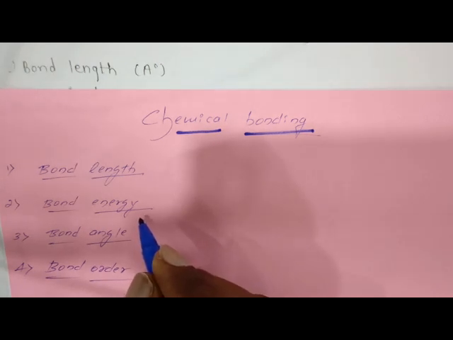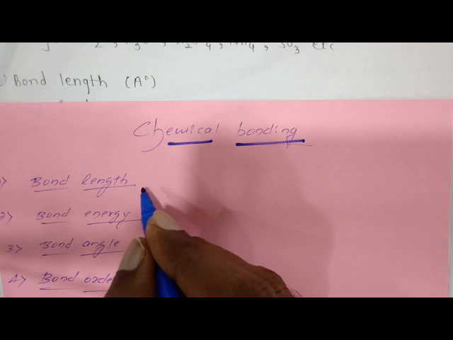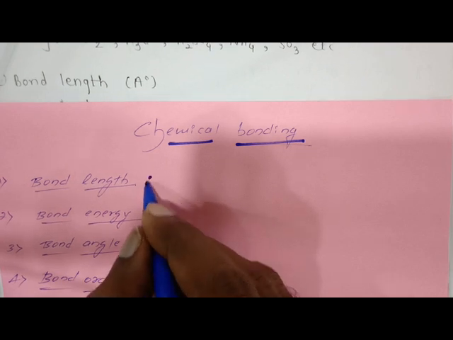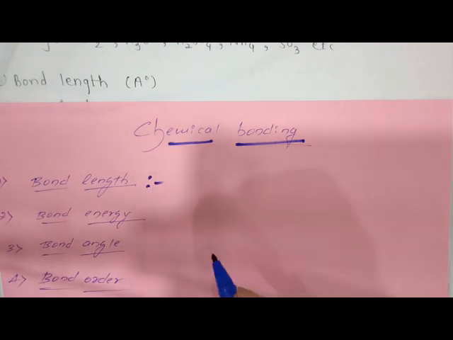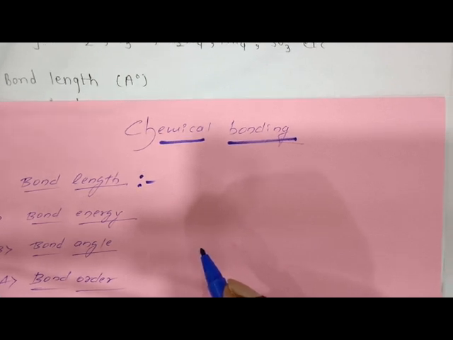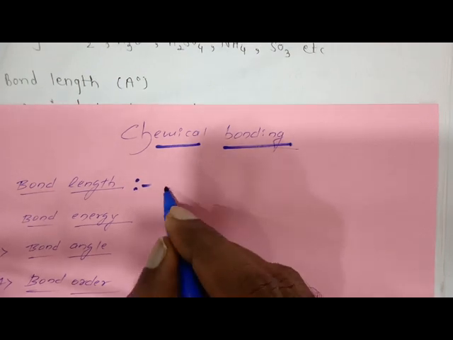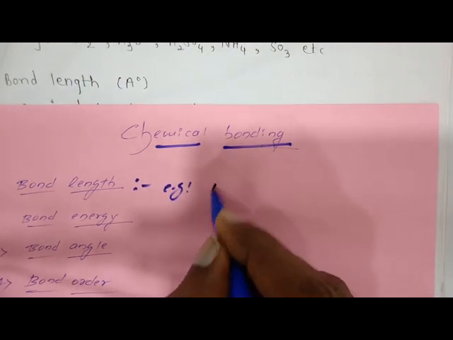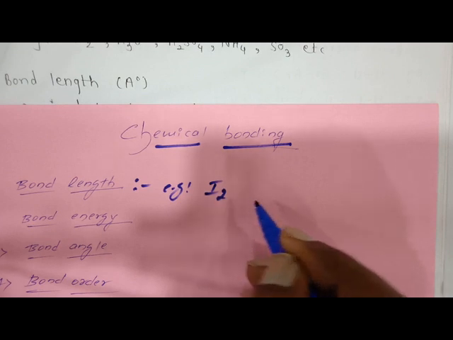Now, the first one is bond length. As we know, students, what is meant by bond length? It is simply the average distance between the nuclei of the two bonded atoms in a molecule. Understood? Now, for example, suppose we take the I2 molecule.